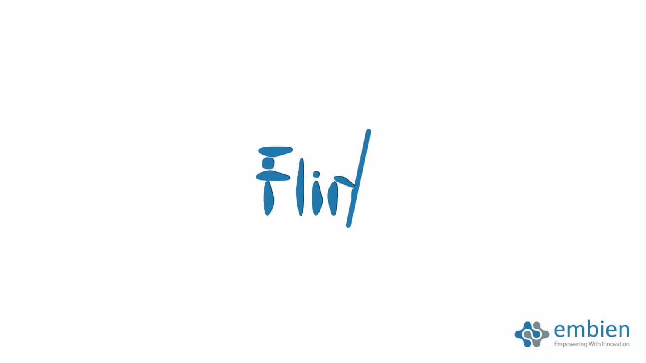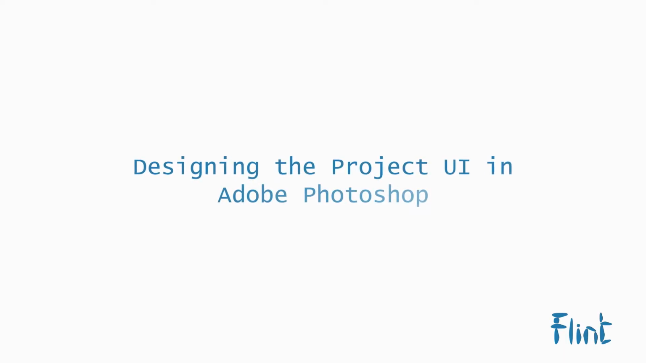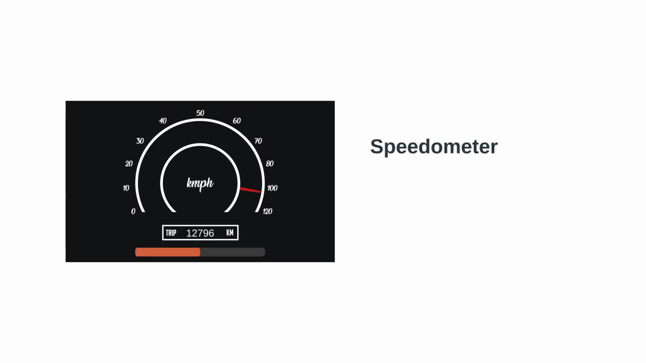In this video, we will see how to create a new project in Flint and simulate it. As a simple use case, let us create a two-wheeler instrument cluster. Typically, it has minimal UI elements like a speedometer, fuel gauge, and a trip meter.